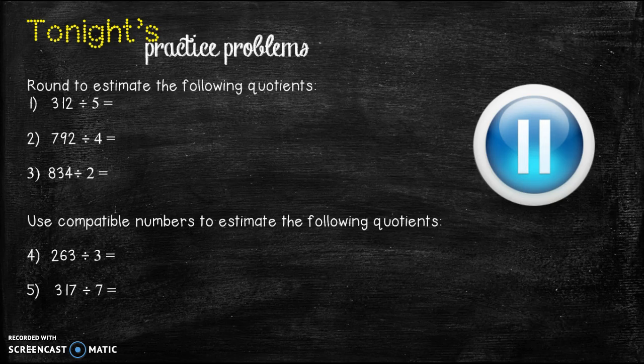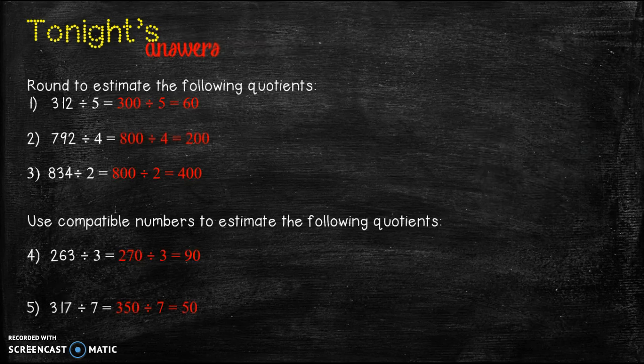Okay, here are the answers in 3, 2, 1. In problem number 1, if we're rounding to estimate, we would change the 312 to 300. So 300 divided by 5 is 60. Problem number 2, we would round 792 to 800. So 800 divided by 4 equals 200. Number 3, we have 834. We would round that to 800 as well. So 800 divided by 2 is 400.